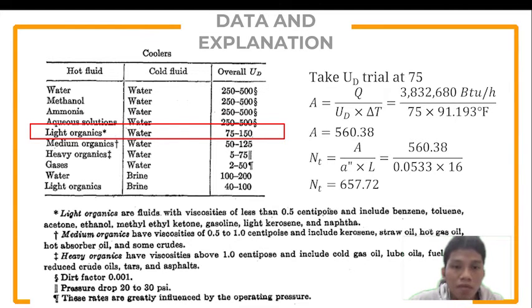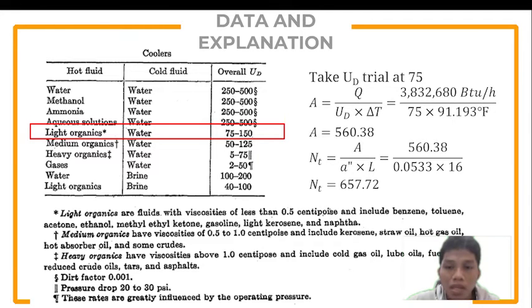Then the value of UD can be taken from trial data in Table A. Our fluid, which is gasoline, can be determined as an organic because the viscosity is less than 0.5. And we use the color table because our gas needs to cool down the hot fluid. After doing some trials with a range from 75 until 150, we decided to use a UD of 75 because it is suitable with our case.